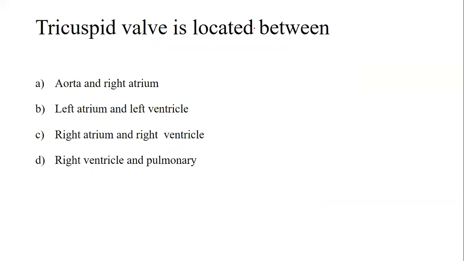Then, where is the tricuspid valve located? It's a valve present on the right side of our heart. We know that on the right side there are 2 chambers, the right atrium and right ventricle. So our correct answer is the right atrium and right ventricle. Left atrium and left ventricle have the mitral valve. Aorta and right atrium is a wrong option. Right ventricle and pulmonary artery have the pulmonic valve in between. So our correct option is right atrium and right ventricle.